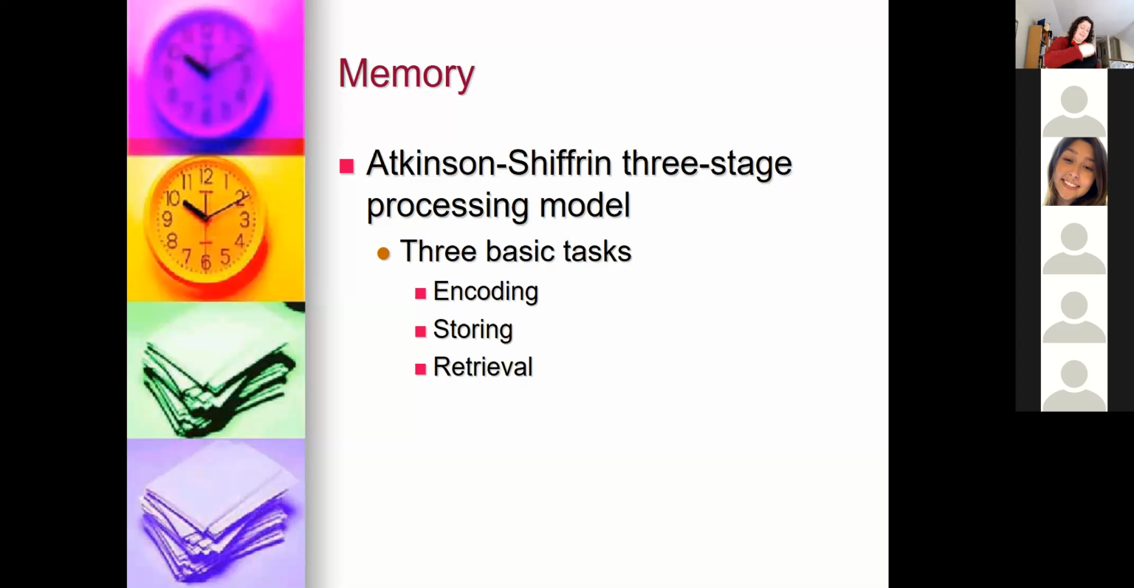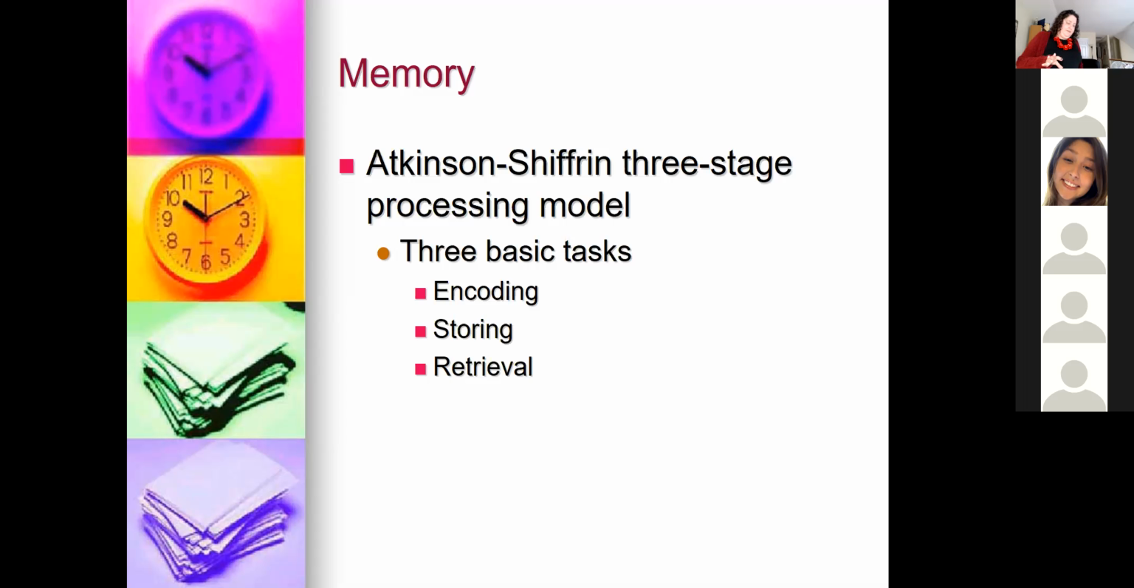Storage is retaining information over varying periods of time. So just holding it in your mind. And if anyone's seen the movie Inside Out, the Pixar movie, this is like when they're looking at the memory balls and the workers are cleaning out the old ones. Like, oh, you don't need this anymore, right? So that is part of storage, is that it's not always permanent.